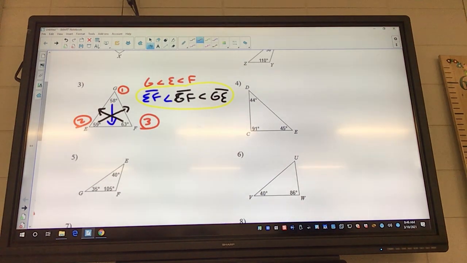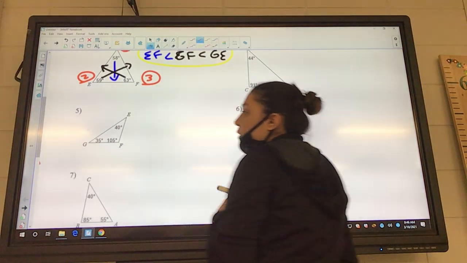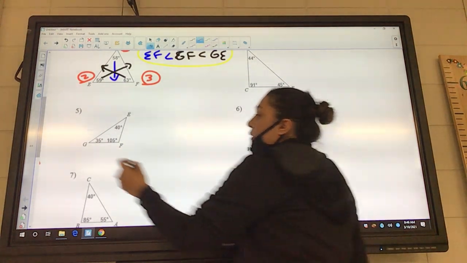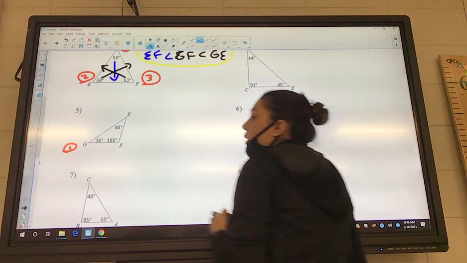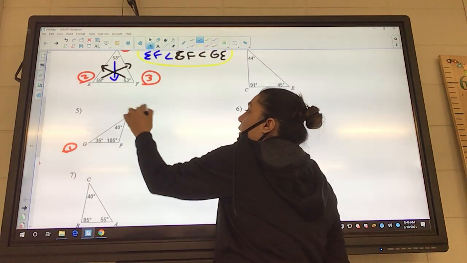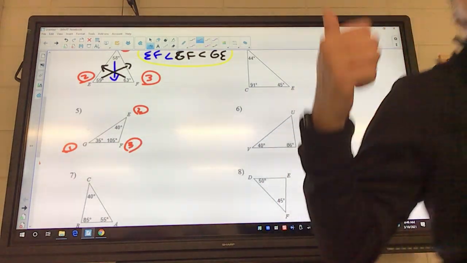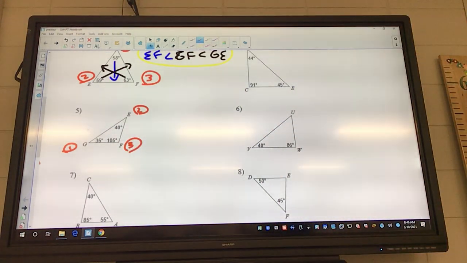Okay, look at 5. What's the smallest segment or angle? G. So label this one 1 because that way you'll be able to tell. What's the next smallest one? E. And the third? F. So there are 3 letters. This is the cheater way. There are 3 letters: G, E, and F. Would you agree so far?